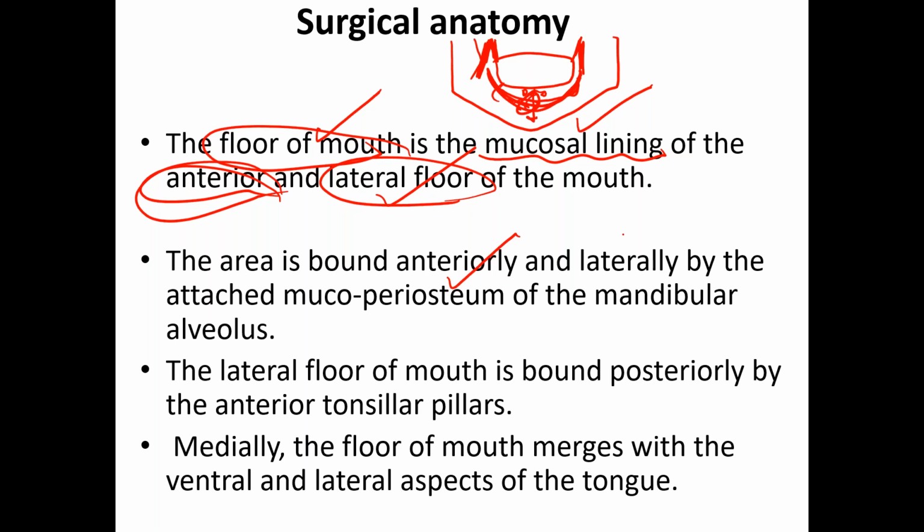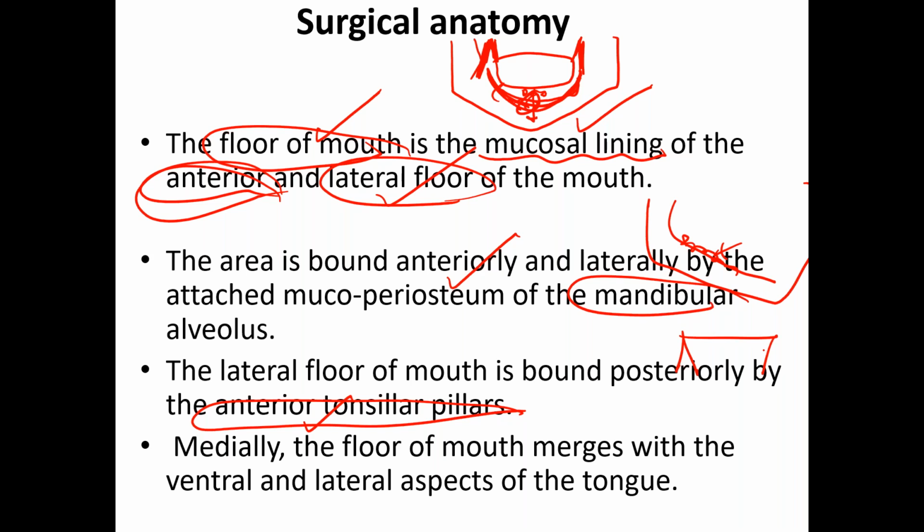It is bounded anteriorly by the mandibular alveolus. If you take the mandible, this is the alveolus of the mandible where teeth are present. So laterally is the mandibular alveolus. Posteriorly by the anterior tonsillar pillars. I already told you about the tonsillar pillars. If you draw like this, this is the mandible, and this becomes the tonsillar pillar. Posteriorly is the anterior pillar that is forming the boundary. This is the mandibular alveolus, which is forming the lateral boundary.